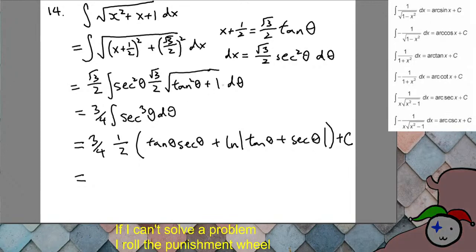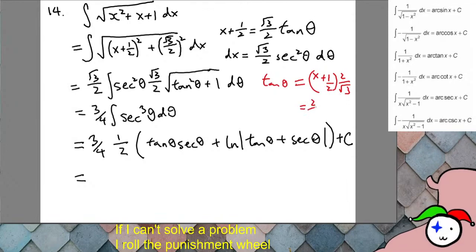So, okay, so tan. Right, let's do some trigonometry here. Let's use different colors to highlight this. Tan is equal to x plus a half times 2 over root 3, which is root 3.